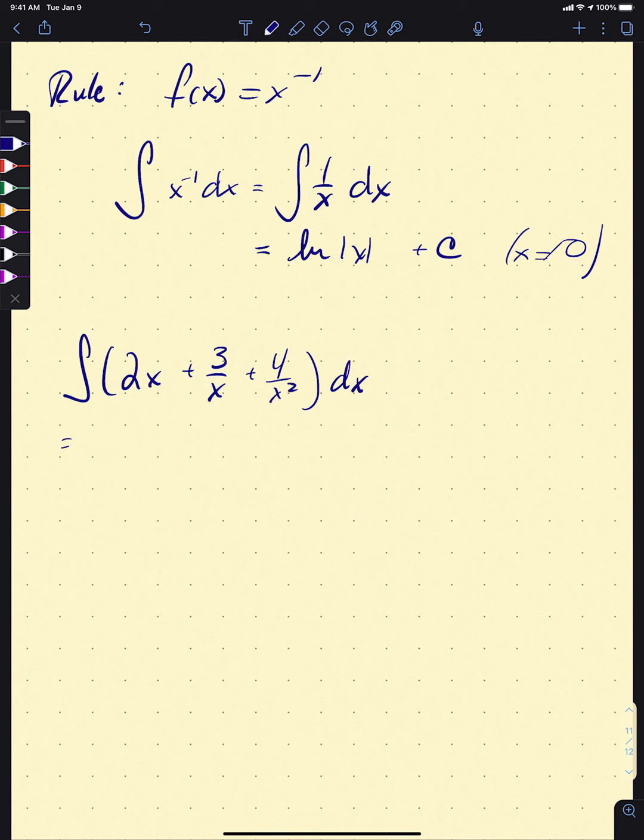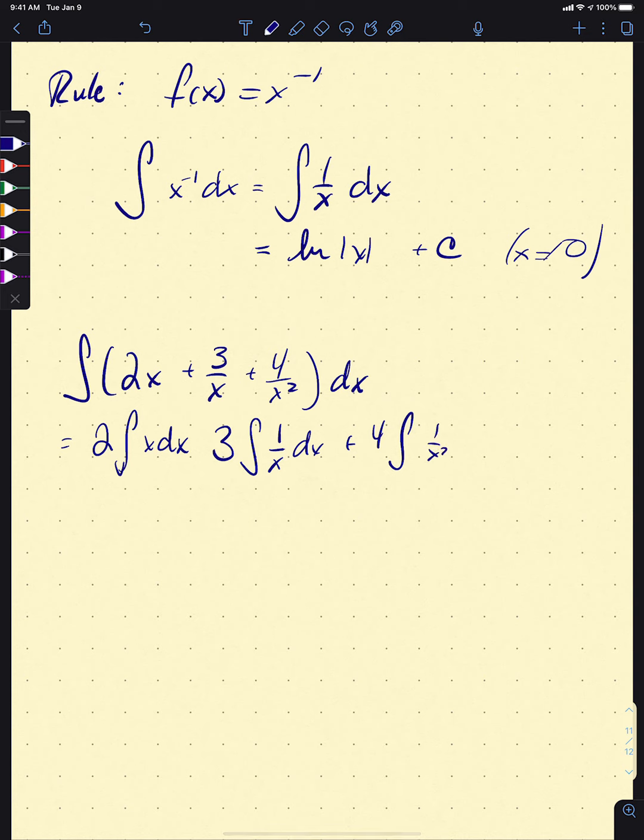And as before, we can sort of split this across the terms, right? I'm going to split across addition and constants at the same time, just to save us a little bit of room, right? So it's going to be 2 times the integral of x dx plus 3 times the antiderivative of 1 over x dx plus 4 times the antiderivative of 1 over x squared. Or rather, I'll write this as x to the -2 dx. And we can work through these a step at a time.